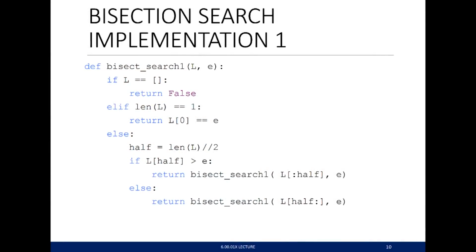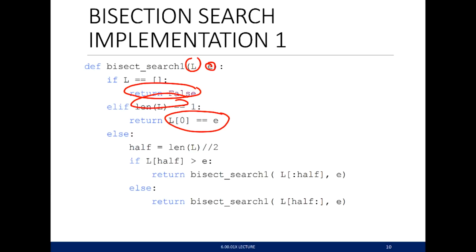So here's the first version of it. Again, I've got a list L. I'm looking for a particular element. The base case is if there's nothing in the list, obviously it's not there. If I've only got one element in the list, I simply check to see if it's the thing I'm looking for and return that Boolean value. If it is, it's true. If it's not, it's false.